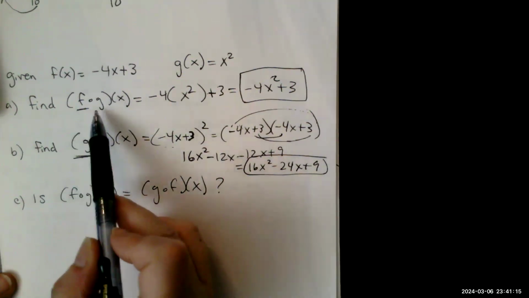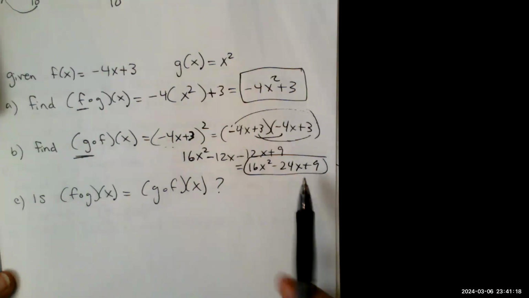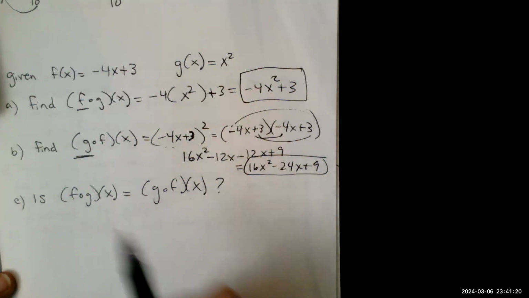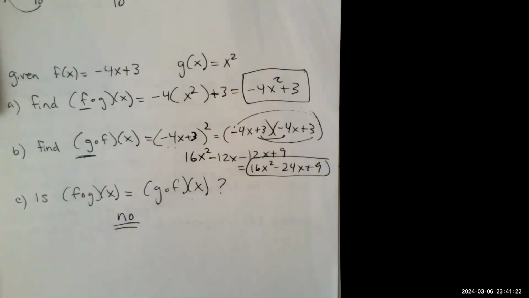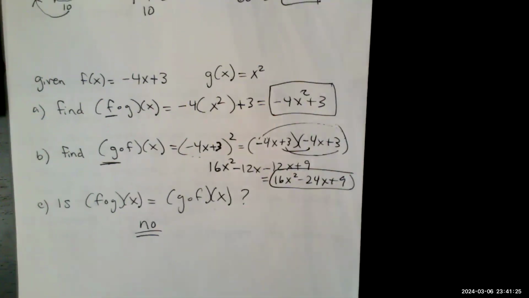So I did it. F of G got this, G of F got that. So now they're asking me, are the two things equal? In this case, no, but sometimes they will be, and that means something special. But I'm guessing we're going to get to that soon.